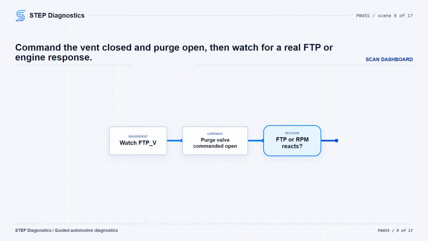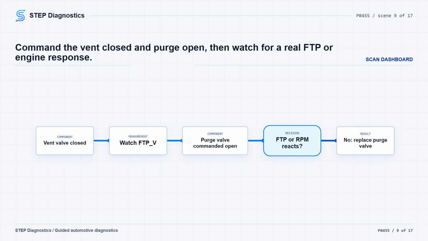For the purge valve operation test, turn the ignition off, reinstall the fuel cap or remove the supplemental adapter, then start the engine. Command the EVAP canister vent valve closed by setting EVAP to on, which is 100% duty cycle. Monitor FTP-V, then command the purge valve open in steps until EVAP reaches 100%. You are looking for a real response. The FTP PID drops, engine RPM changes, or the engine stalls. If one of those happens, the purge valve is opening and you move to the leak test setup.